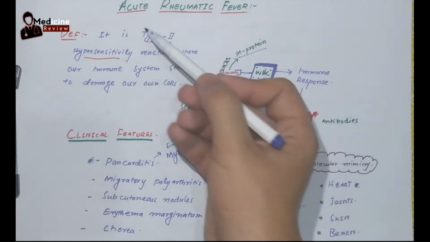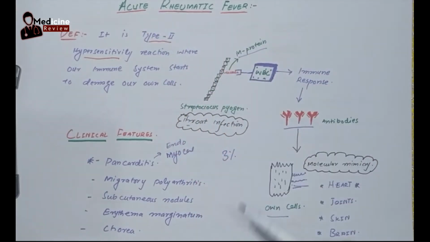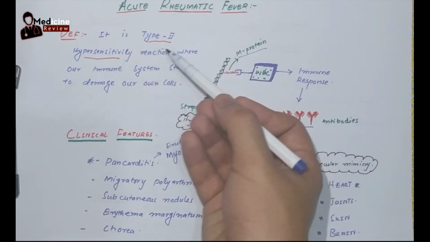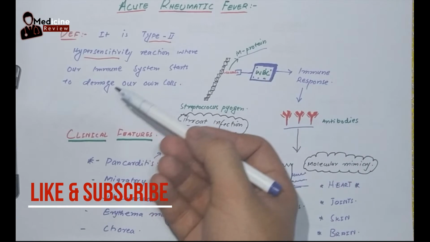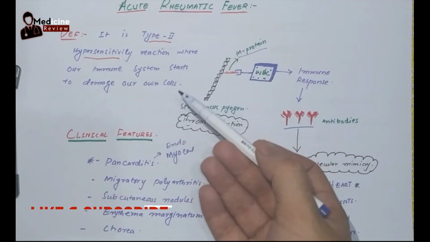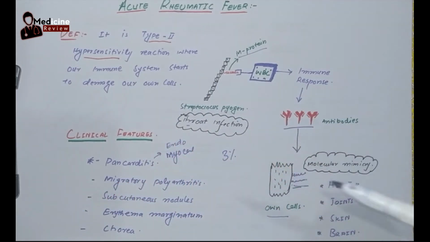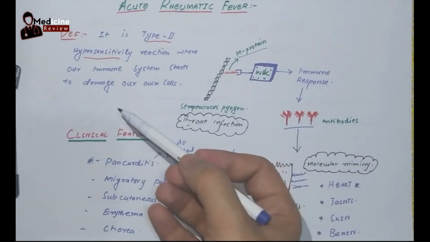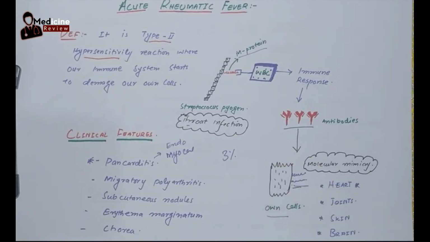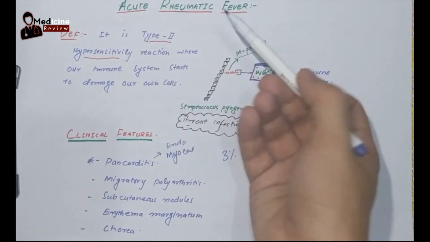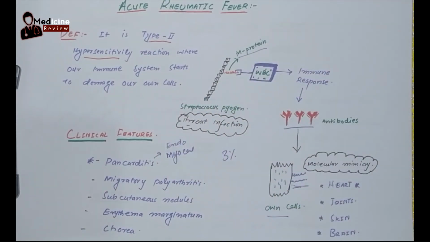Our topic today is acute rheumatic fever. Acute rheumatic fever is a type 2 hypersensitivity reaction where our own immune system starts to produce antibodies against another antigen, but these autoantibodies start to destroy our own cells, leading to different conditions and symptoms, which is called acute rheumatic fever.